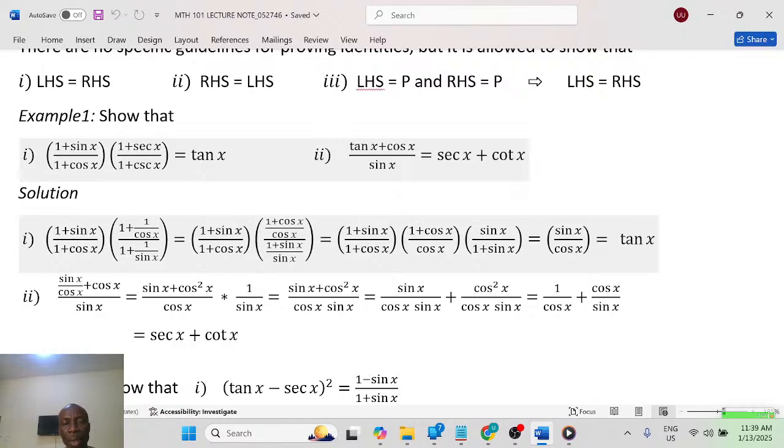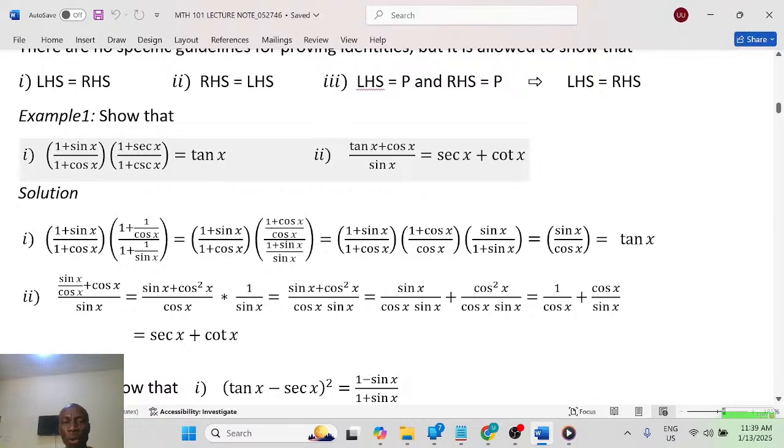So if you separate the brackets, the second bracket, we are going to have (1 plus cos x) divided by cos x multiplied by sine x all over (1 plus cos x). So that 1 plus sine x here will cancel this 1 plus sine x, and 1 plus cos x will cancel out 1 plus cos x. You now have sine x all over cos x. And we know that sine x all over cos x is equal to tan x. So the whole expression will give us tan x. You follow the same procedure.